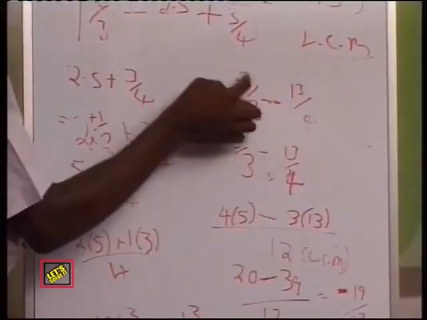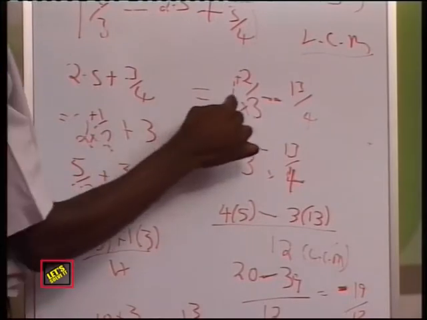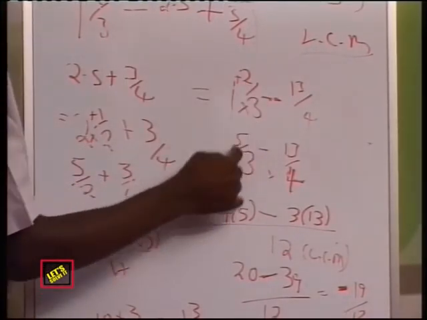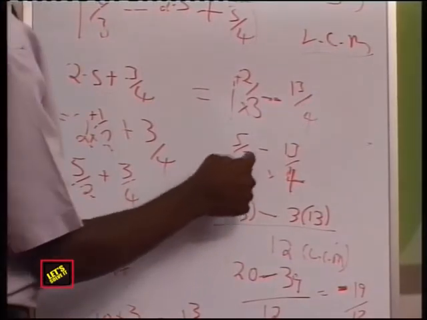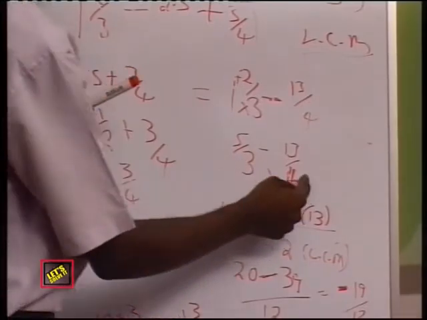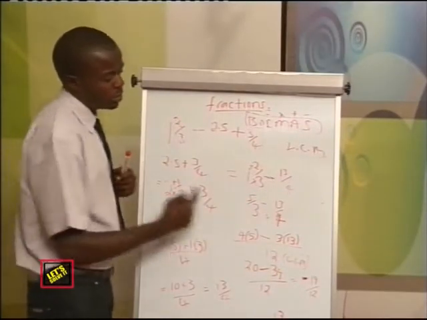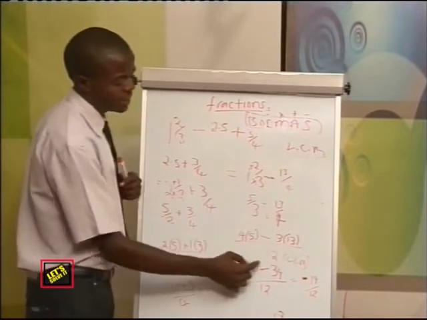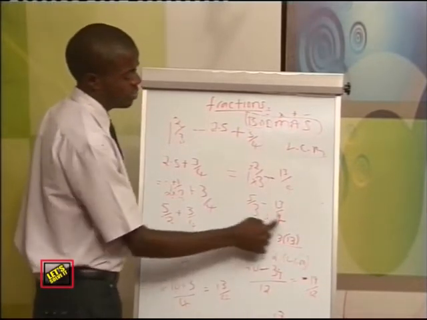We change this into a proper or an improper fraction. We say 1 times 3, the answer is 3, plus 2, the answer is 5 over 3, minus 13 over 4. Here again, we look for the LCM of 3 and 4. So the lowest common multiple for 3 and 4, how do we find it? We multiply 3 times 4, the answer is 12. That's the LCM of 3 and 4.